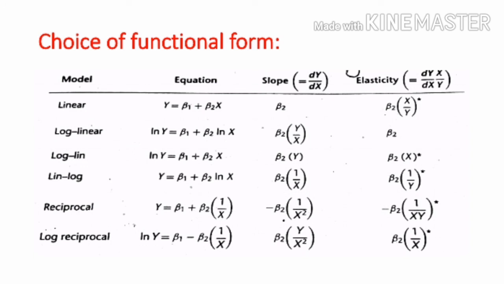Reciprocal: the slope is minus beta 2 times 1 over X का square, but the elasticity is minus beta 2 times 1 over XY. Log reciprocal: the slope is beta 2 Y over X square, and the elasticity is beta 2 times 1 over X.